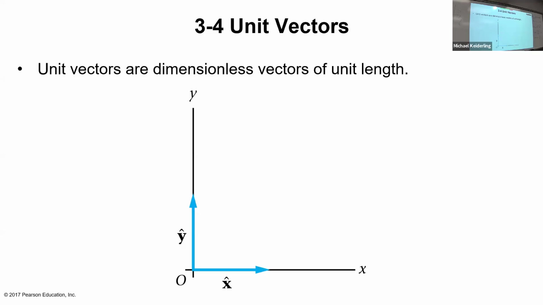There are some other unit vectors. We won't be using them super often, but there's r hat, which is a radial vector. Doesn't come up that often. But unit vectors are dimensionless vectors of unit length. And they're useful because, with unit vectors, we can write out a vector in component form just as a sum.